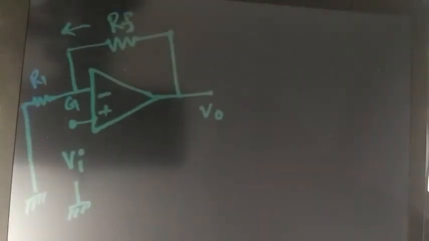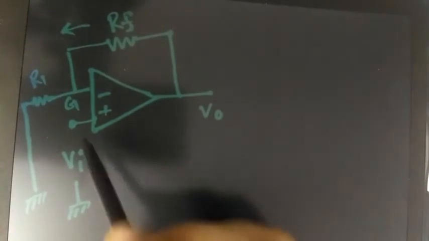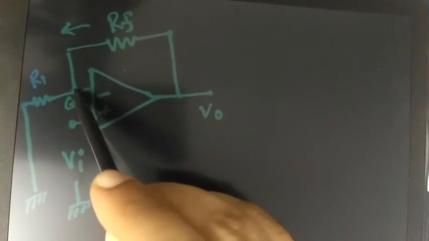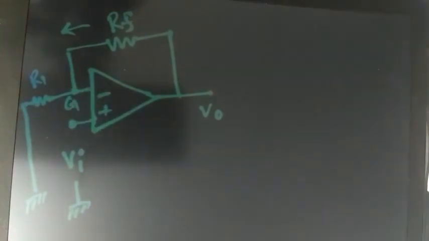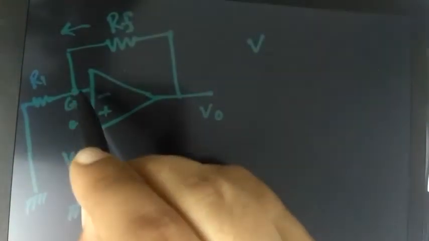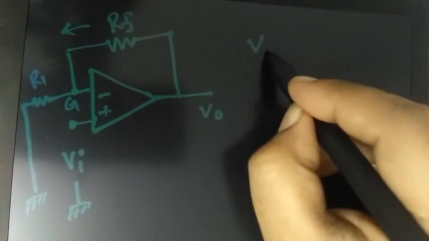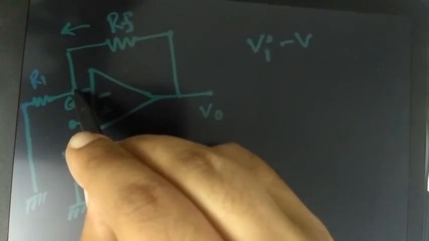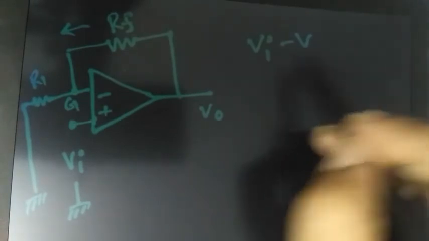I have freshly drawn this on the next page so that our calculation can be done easily. From this figure you can see, let us consider the voltage at this point G of the inverting terminal to be V. So the total input voltage will be what? VI minus V. Because over here the potential is V, so the input section will give you a total voltage of VI minus V.